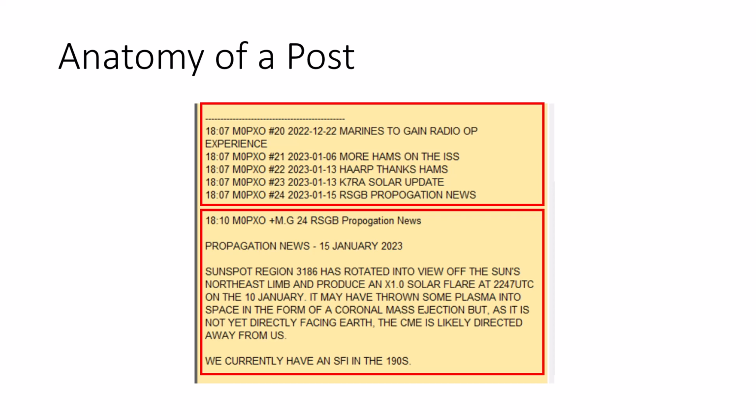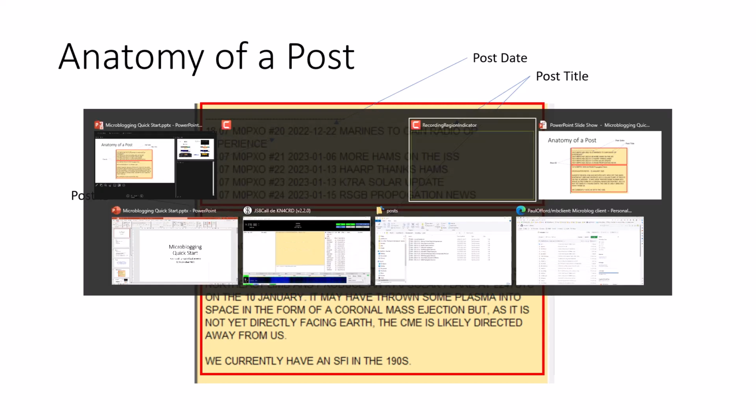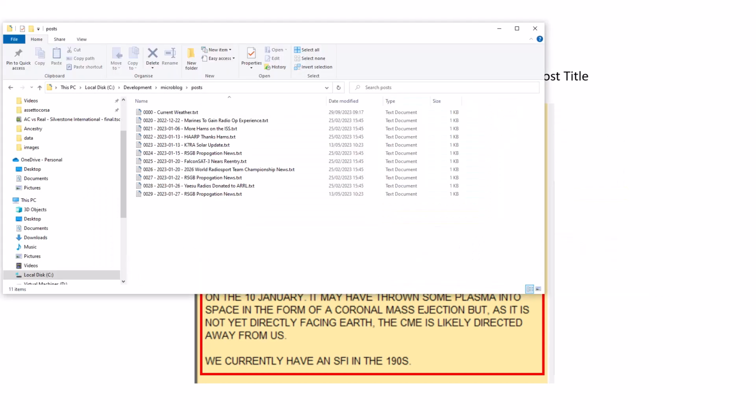So just to run over these bits and pieces in this screenshot, I touched on this. There you see the post ID, there you see the post date, and then we have the actual title. So let me show you what that looks like on the PC that's running the server. It's quite simple. We simply have a directory.